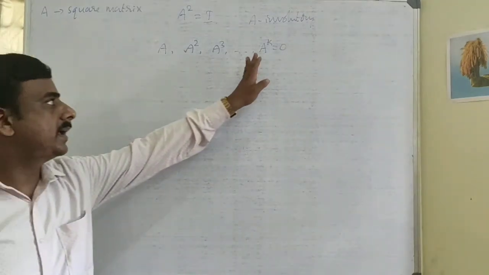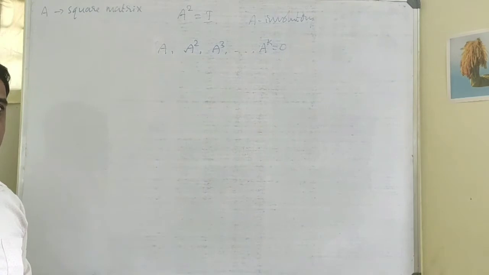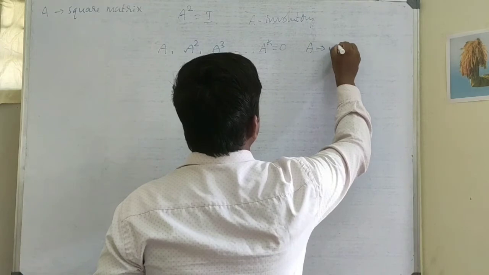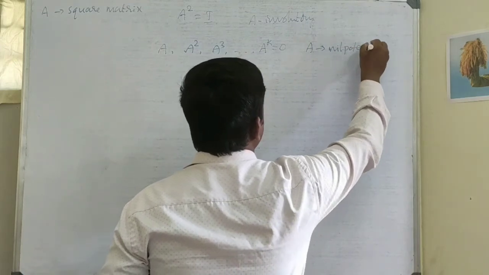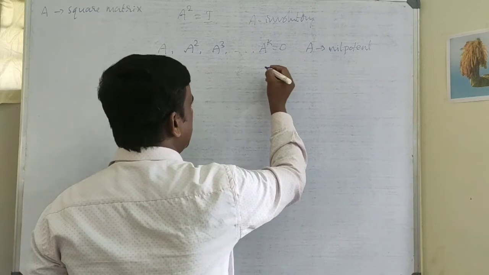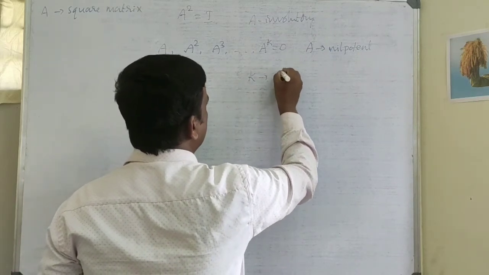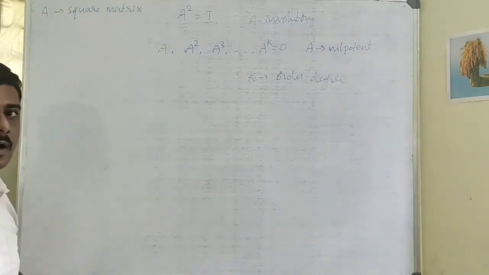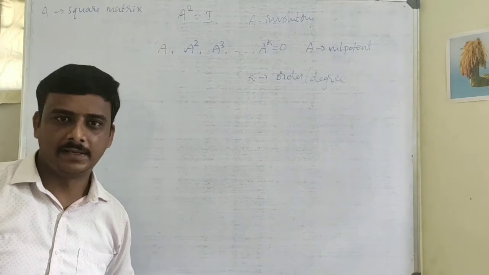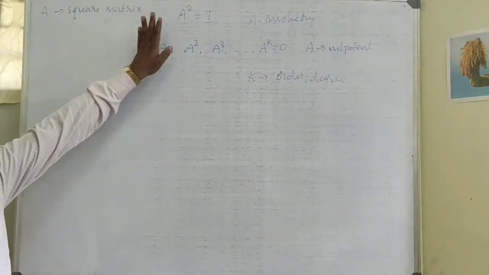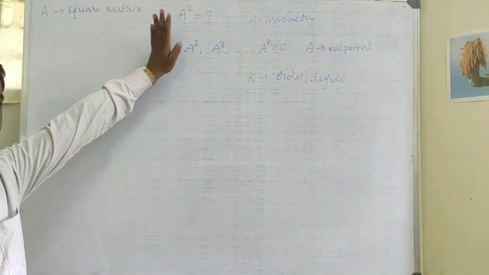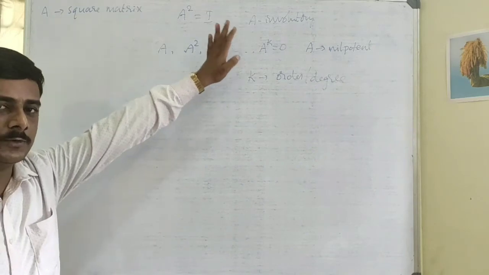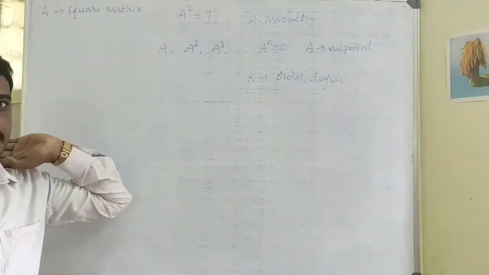If you get A power k equal to 0 for some positive integer k, then we call A a nilpotent matrix, and k is called the order or degree of A. Now, a square matrix A is said to be nilpotent if A power k equal to 0 for some positive integer k, and it is involutory if A square equal to I.